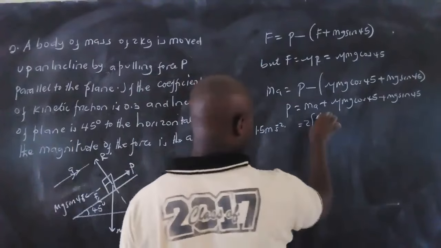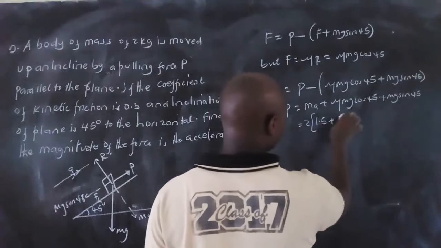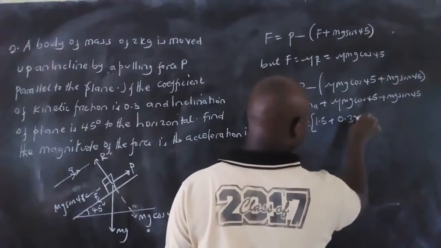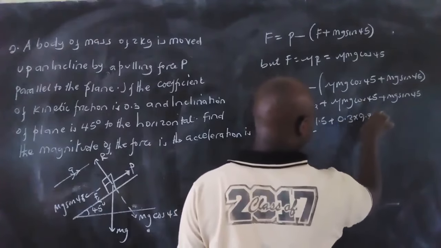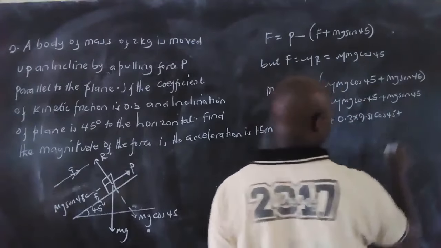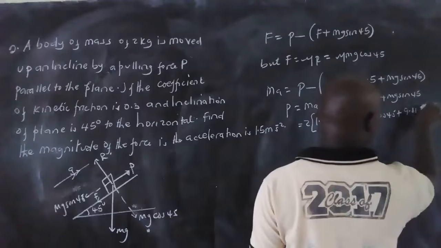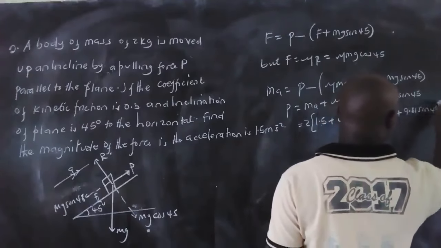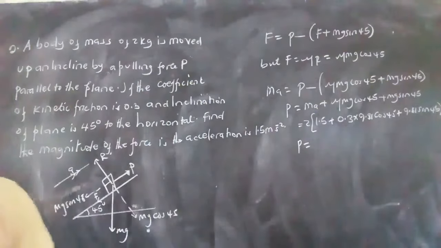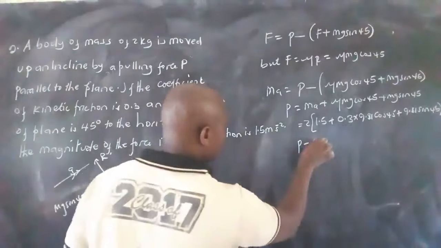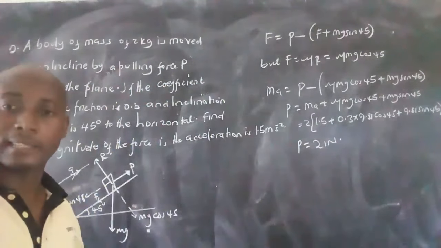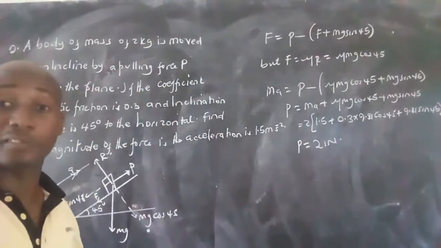Acceleration is 1.5 plus 0.3 times 9.81 cos 45 plus 9.81 sin 45, because m is already out. So our pulling force will now become 21. So from there we can now put the exercise that you can do after going through this work.